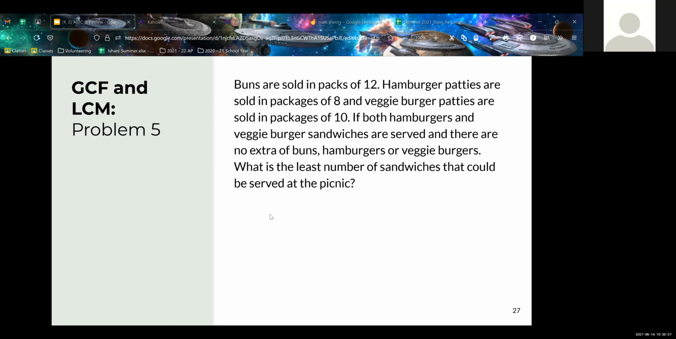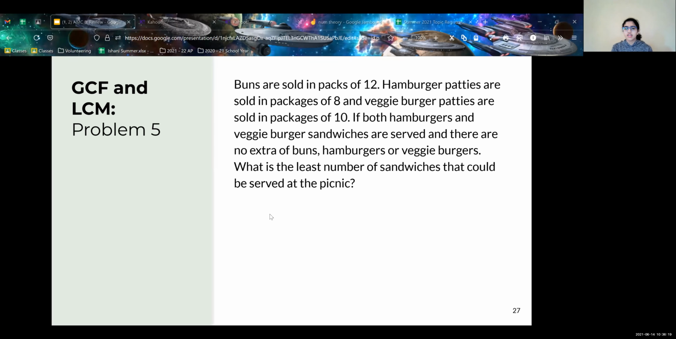I'm kind of confused on what we're trying to find here because it just seems confusing. So you're trying to find the number of sandwiches, or the number of burgers. So burgers would include both veggie ones and hamburger ones, right? So make sure to include them.